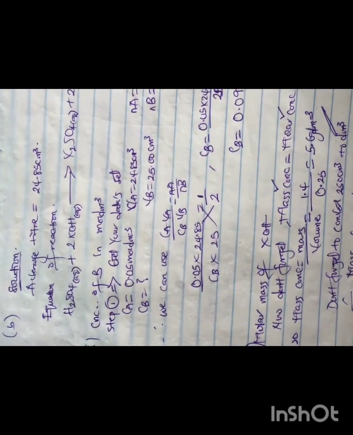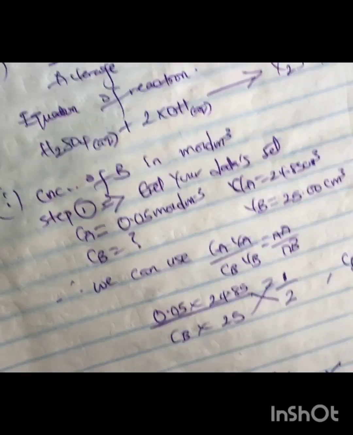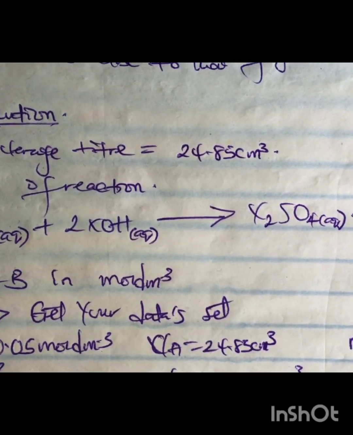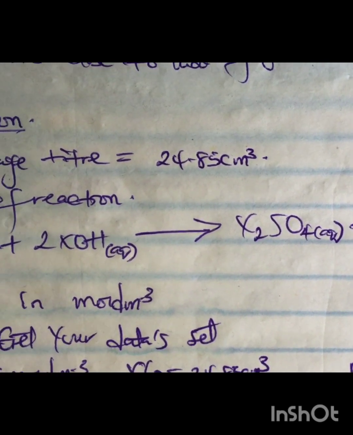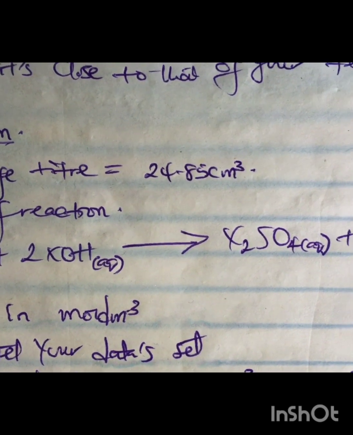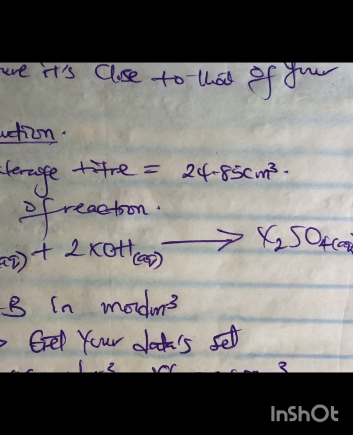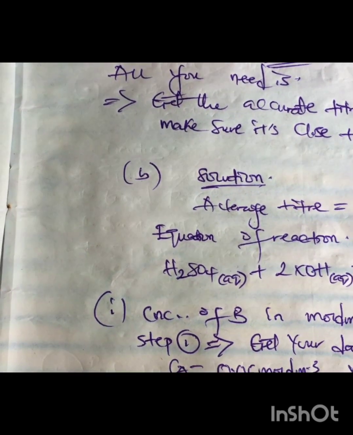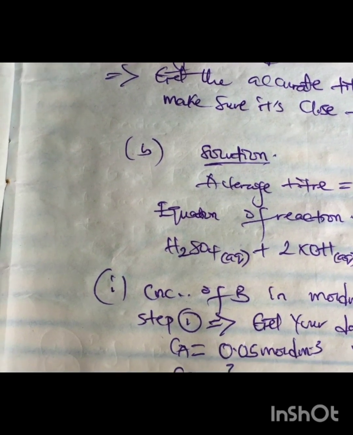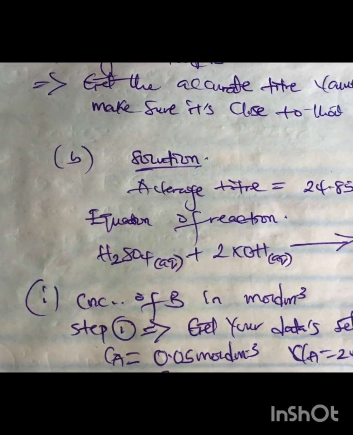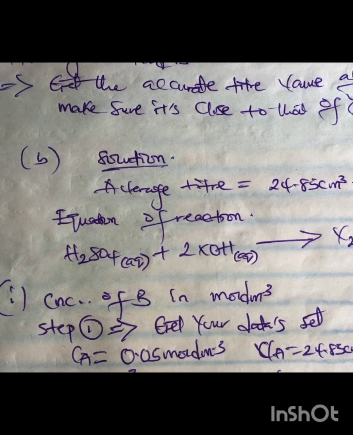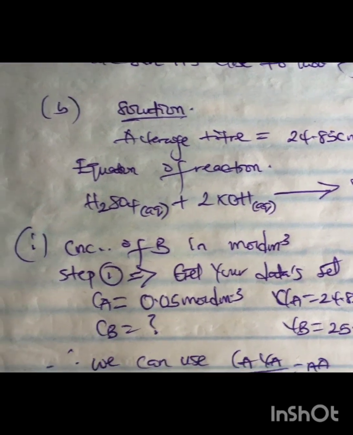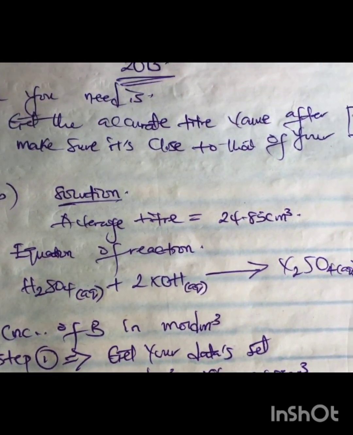So we're given the equation of the reaction as follows: H2SO4 plus 2XOH gives the product X2SO4 plus 2H2O. Okay, now the question we are asked here is that, from our results gotten above, we should calculate the concentration of B. We should also calculate the molar mass of XOH and the relative atomic mass of X.